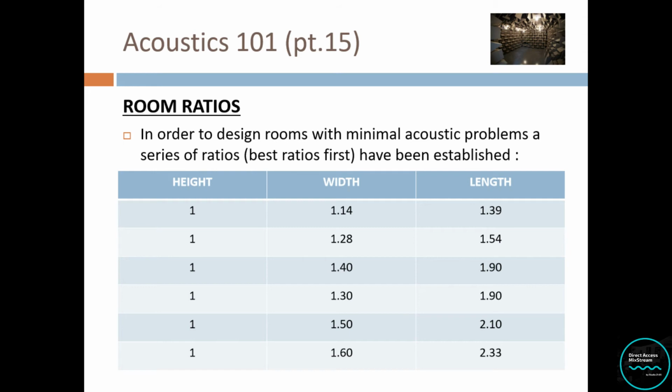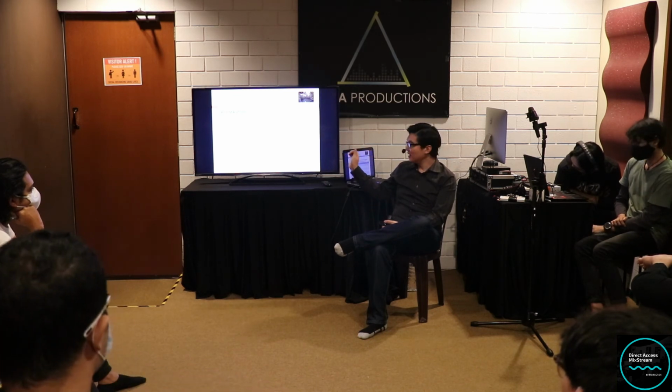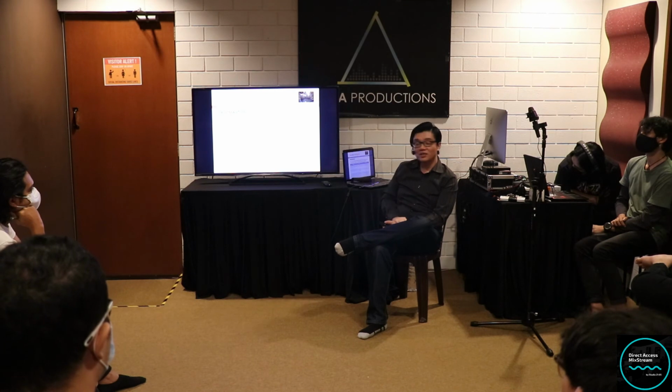Now, this table, you can actually take back. Later on I'll send it to you, you can always refer to it. So if you were to design and build a room, in order to give you minimal acoustic problems, this would need to be the ratio. So let's say your height is, I'll use feet because it's easier, more logical. If you're 10 feet in height, then your width needs to be 11.4 feet, and then your length behind needs to be 13.9 feet. So that will give you the ideal room ratio.